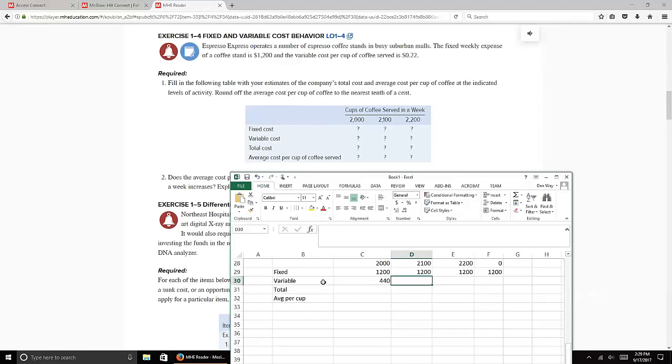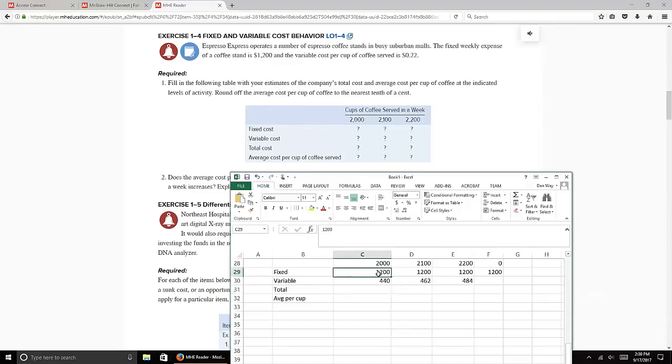Similar idea for 2,100 cups. It's the same 22 cents per cup times 2,100 cups. So now we're saying that's $462. And then again, same deal at 2,200 cups, it's 22 cents per cup times the 2,200 cups.